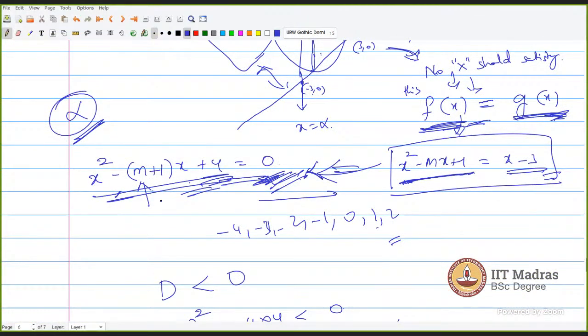So if this particular quadratic equation x square minus (m plus 1) x plus 4 has a root, let us assume the root is alpha. Then alpha square minus (m plus 1) times alpha plus 4 is equal to 0, as alpha satisfies this equation. Then I will write it like this: alpha square minus m alpha plus 1 is equal to alpha minus 3. I am just taking alpha to the right hand side and 3 to the right hand side. Can I write it like this?